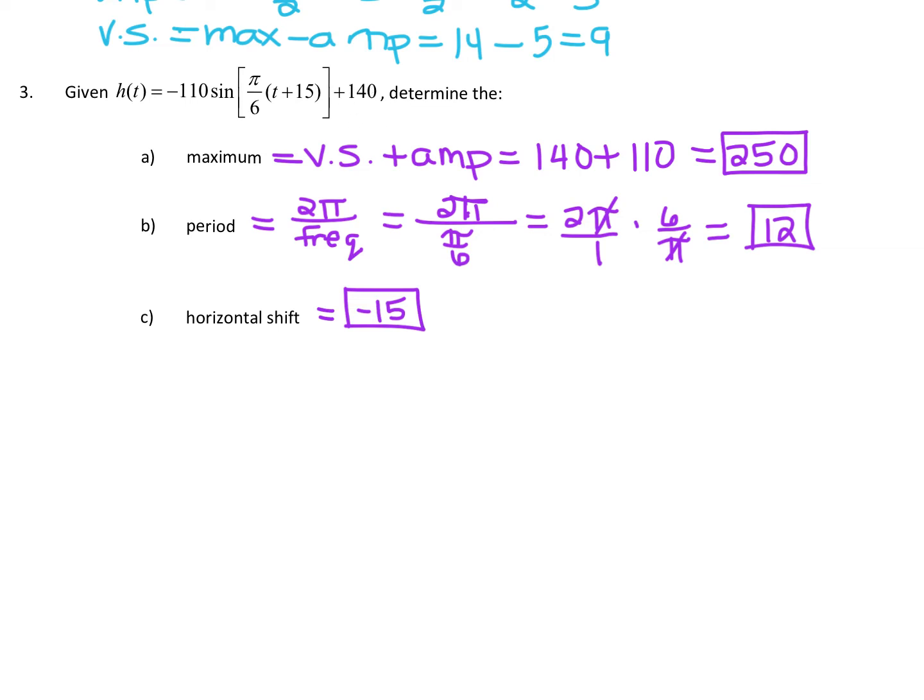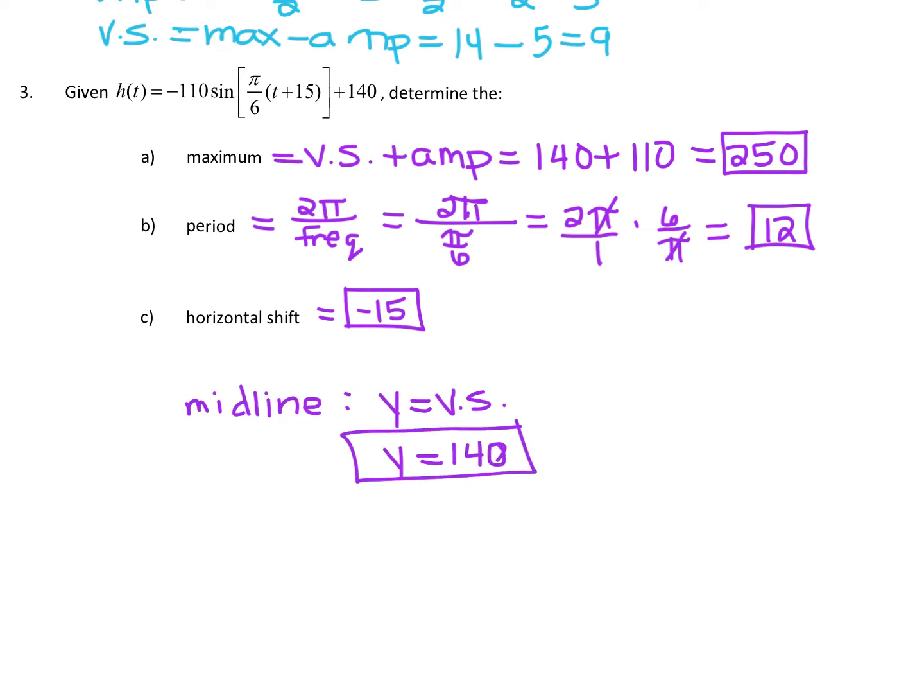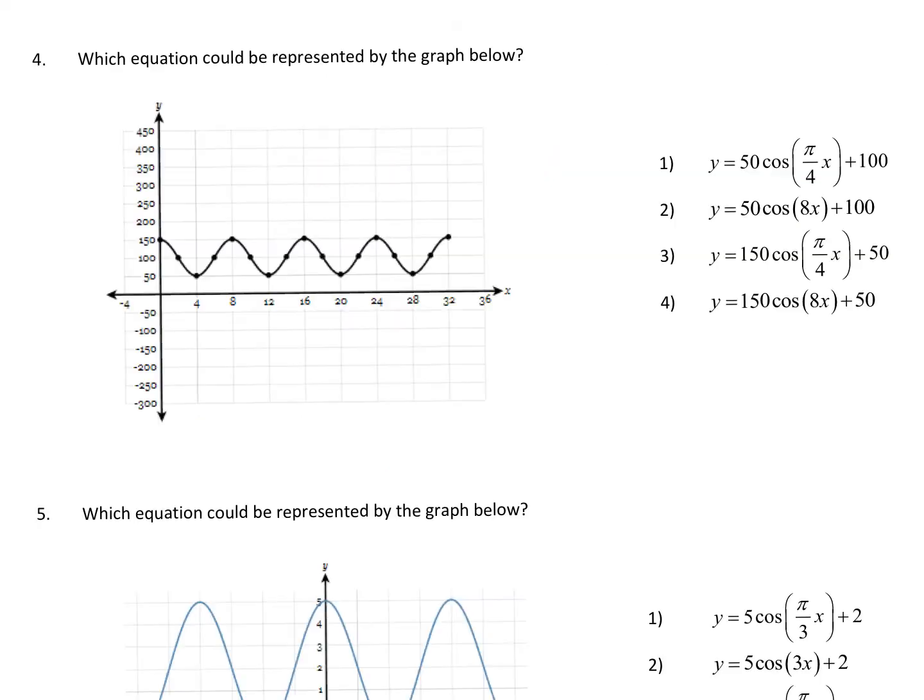I know they don't ask for this here, but let's say they ask for the midline. The midline has to be written as an equation. Your midline is y equals your vertical shift. So since our vertical shift is 140, if they had asked for the midline, it would be y equals 140. And I mean, that's pretty much all they could ask you, given this equation.